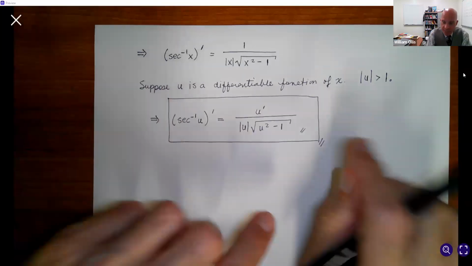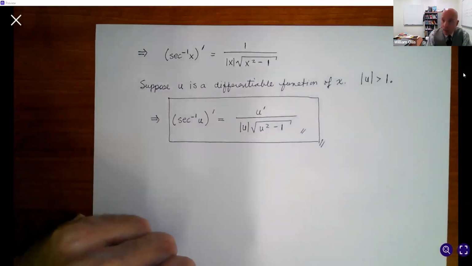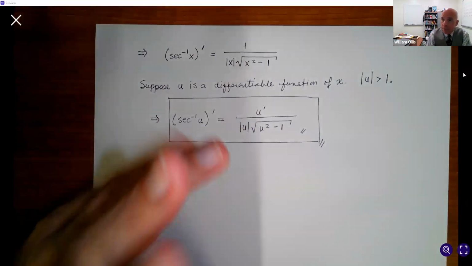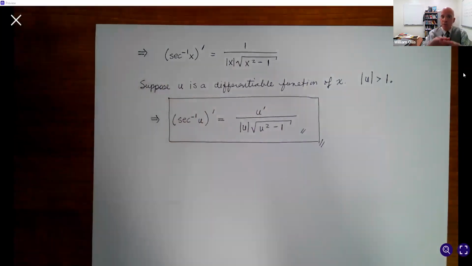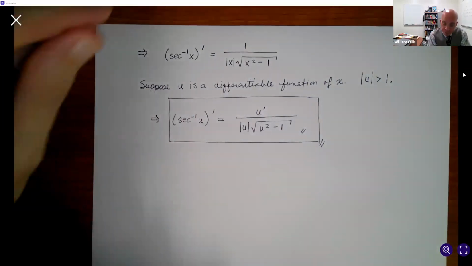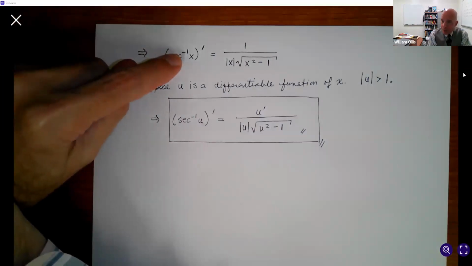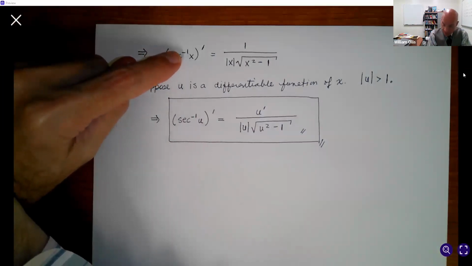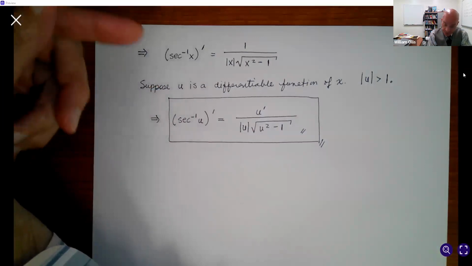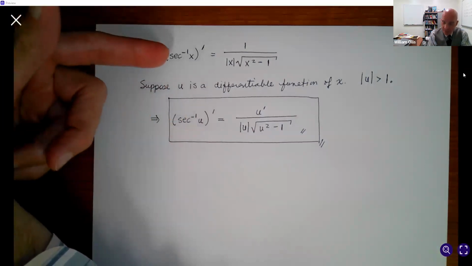And normally we just say times u prime, but we just go ahead and stick it in the numerator just for convenience. So the derivative of the outer function times the derivative of the inner function. So if you're taking the derivative of the inverse secant and you have an argument other than just the independent variable, you can just use the chain rule to extend this.